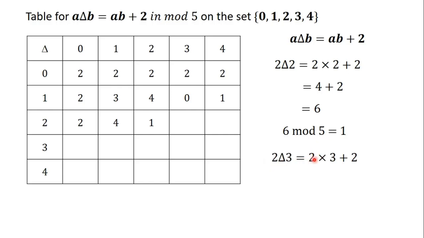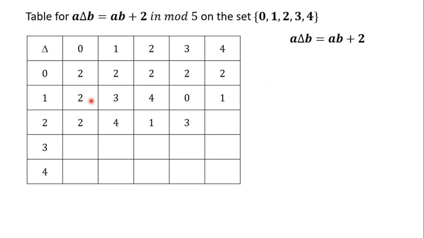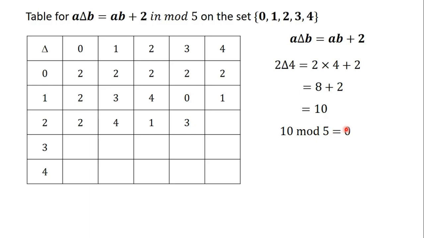The next one is 2 delta 3. 2 delta 3 is equal to 2 times 3 plus 2. 2 times 3 is 6. 6 plus 2 is 8. 8 mod 5 is 3. The next one is 2 delta 4. 2 delta 4 is equal to 2 times 4 plus 2. 2 times 4 is 8. 8 plus 2 is 10. 10 mod 5 is 0. Let's move on to the next row.